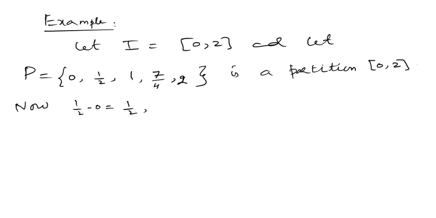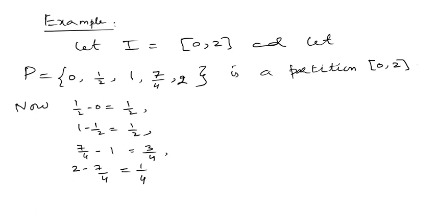The first interval has length 1/2, and the second is 1 minus 1/2, which is equal to 1/2, and the third is 7/4 minus 1, which is equal to (7 minus 4)/4, that is 3/4. And then we have 2 minus 7/4. You can write this 2 as 8/4, so 8 minus 7 is 1, which is equal to 1/4. So which one is the largest number?